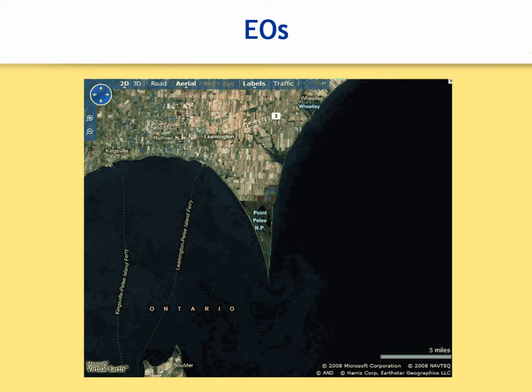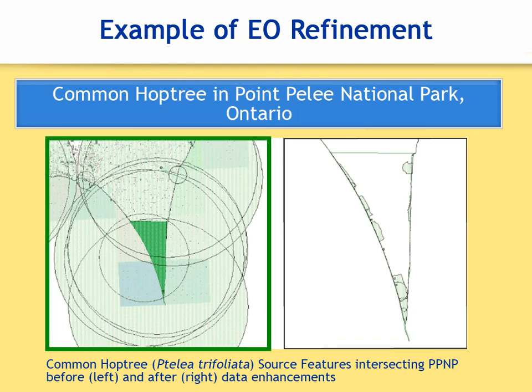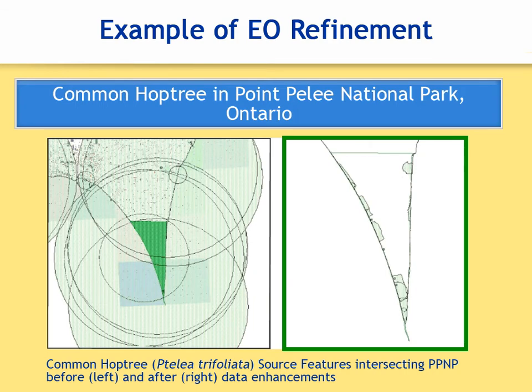Here is a great example from a small national park in Ontario. On the left, you see the old-style circles, in this case representing source features for the common hop tree. If we can ascertain that the observation was made within the park, one easy way to refine these big circles would be to simply clip them to the park boundaries. In this case, the Ontario program was able to go much further in refining these polygons, as shown on the right. Given the small area, these source features would likely be grouped into one element occurrence.